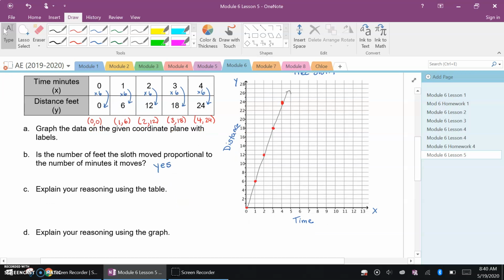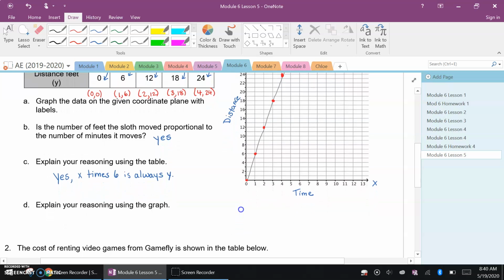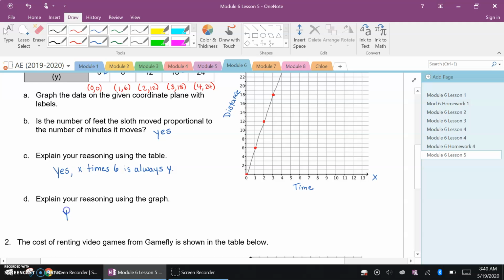So for C, where it says explain using the table, we can say yes, x times 6 is always y. And then for D, when it says, okay, we'll explain it using the graph, we can say yes, the graph is linear, or if you prefer to, you can say line. You don't need to say straight line because a line by definition is straight. And goes through the origin.